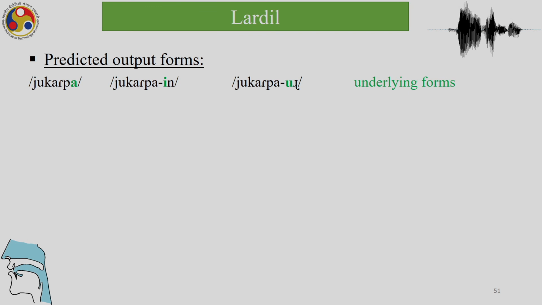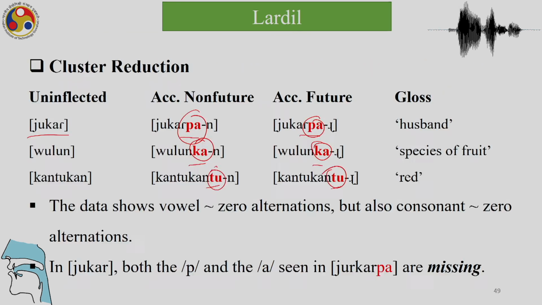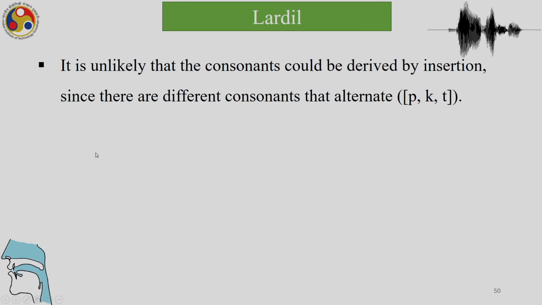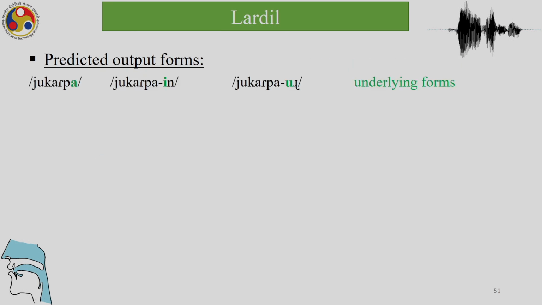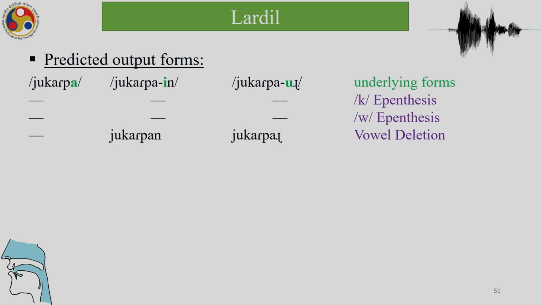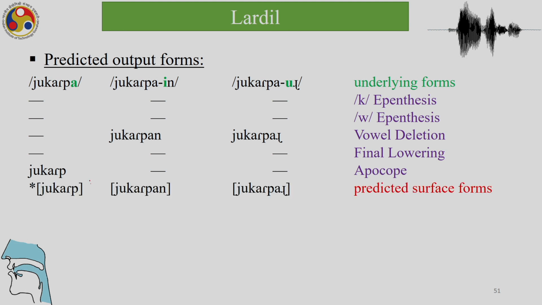So we predict then that the pa and the ka and the tu are there in the underlying forms. Okay. So if we posit that as one of our hypotheses, then what do we get? So if we have epenthesis, then vowel deletion and final lowering, and then insertion, we get a surface form which is difficult to analyze.